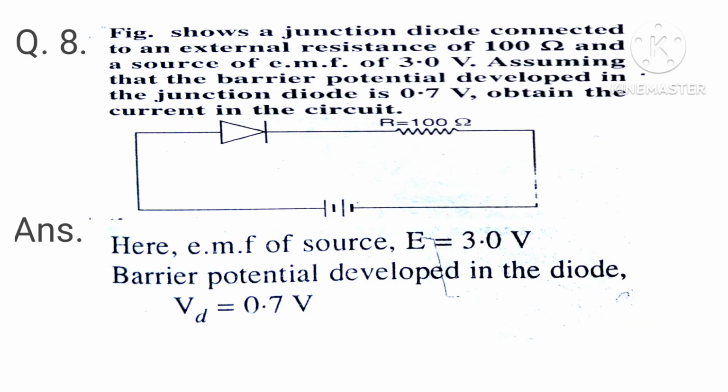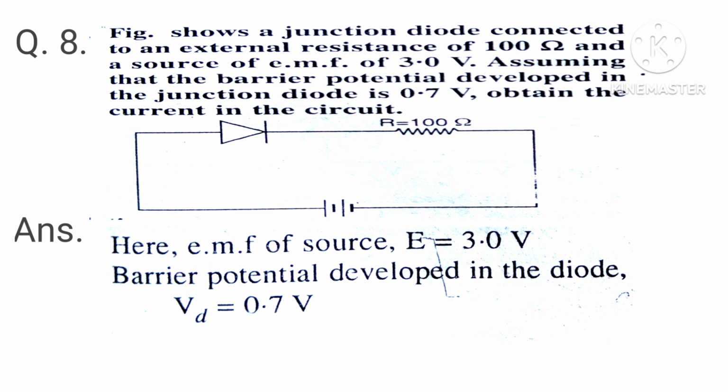Next, question number 8. Figure shows a junction diode connected to an external resistance of 100 ohm and a source of EMF of 3 volt. Assuming that the barrier potential developed in the junction diode is 0.7 volt, obtain the current in the circuit.